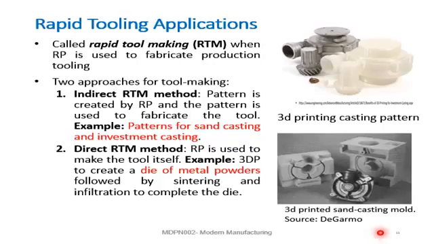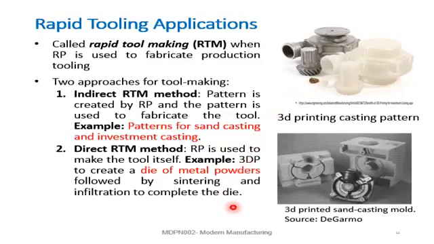Let us have some examples. We will apply rapid prototyping to make tools, and in that case, it is known as rapid tool application. Here we have two examples, both in casting, but it can be used in other applications too. Here, for instance, we have a 3D printed casting pattern, and this pattern could be used to create a casting by the casting process.